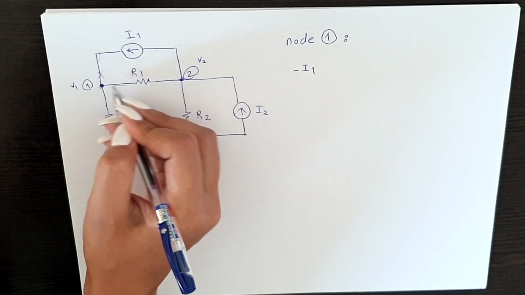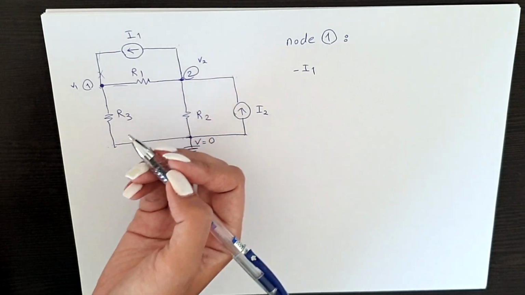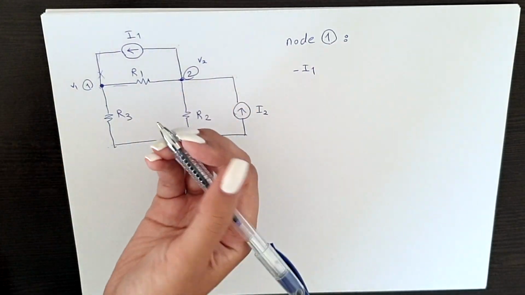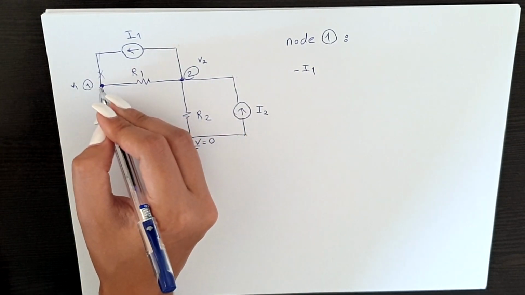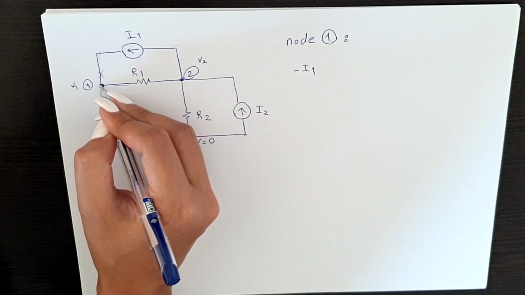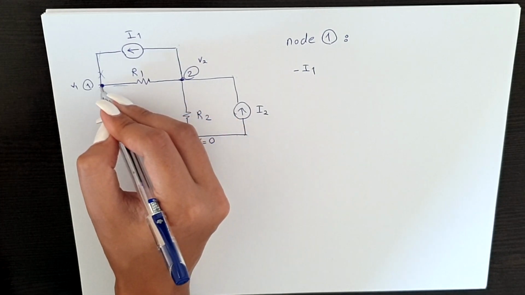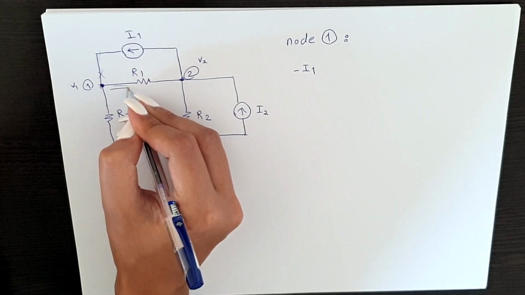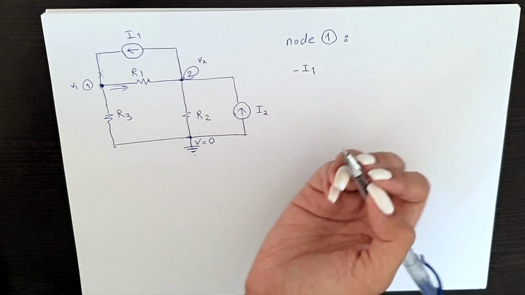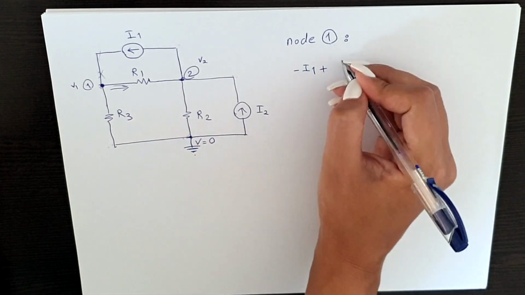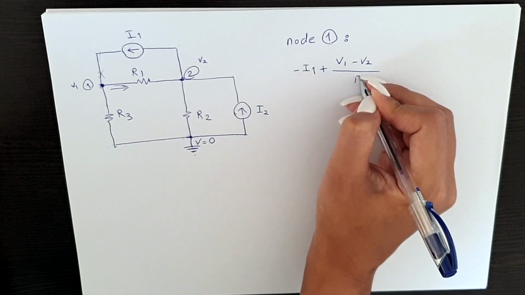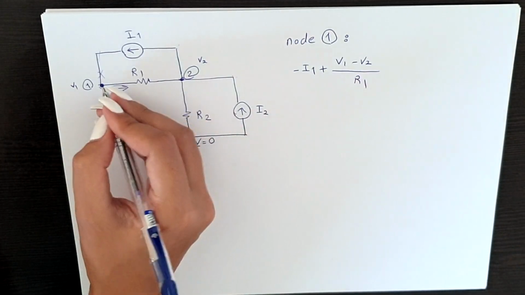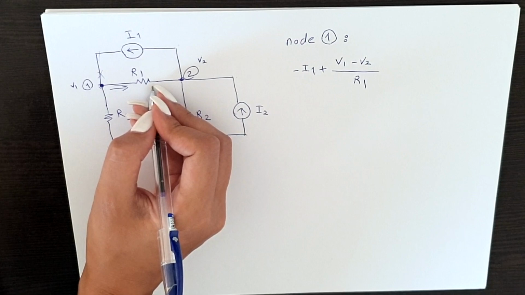The second branch. Here we have no current, as we can see. We have to calculate the current ourselves. How do we do that? Because we are considering this node, we're going to consider the current going from this side to the other side. And this current, as I explained before, is V1 minus V2 over R1. And it's plus because it's coming out of node 1.